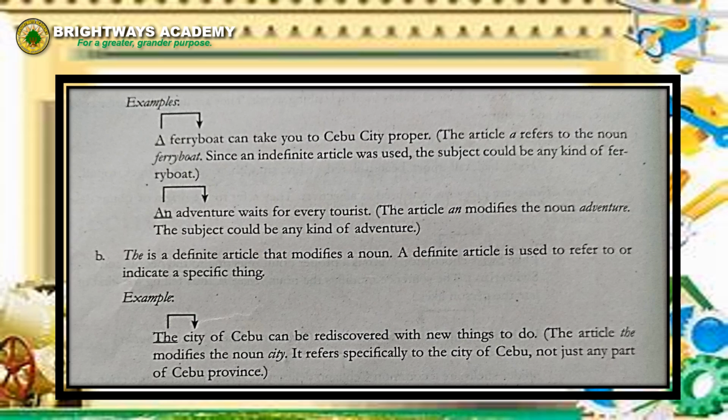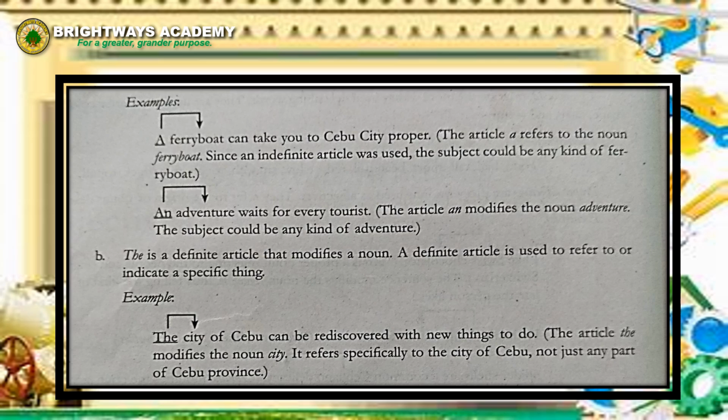Another, an adventure waits for every tourist. The article an modifies the noun adventure. The subject could be any kind of adventure. Okay, the word the is a definite article that modifies a noun. A definite article is used to refer to or indicate a specific thing.